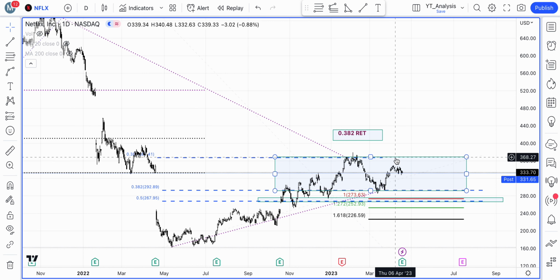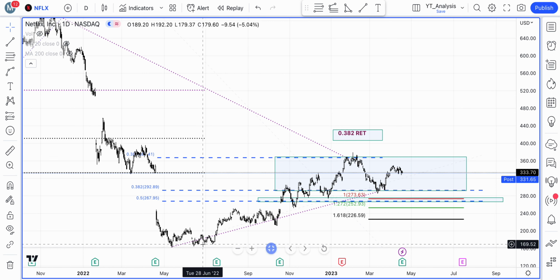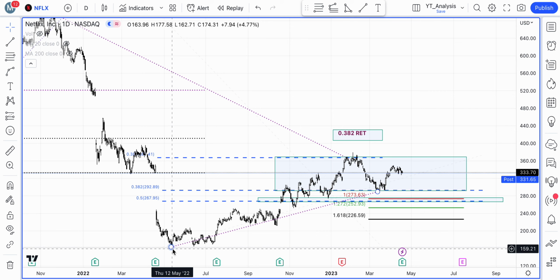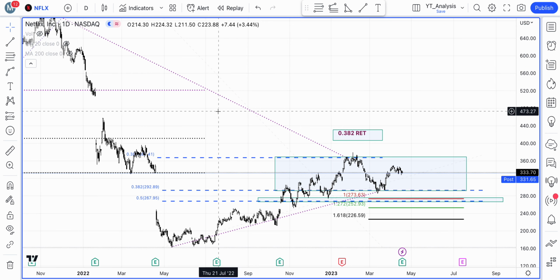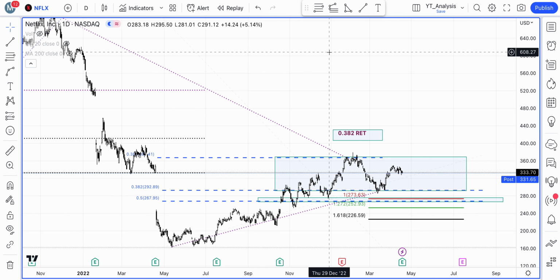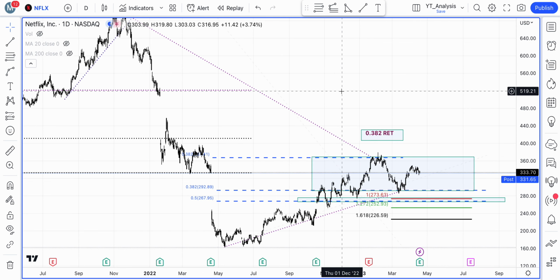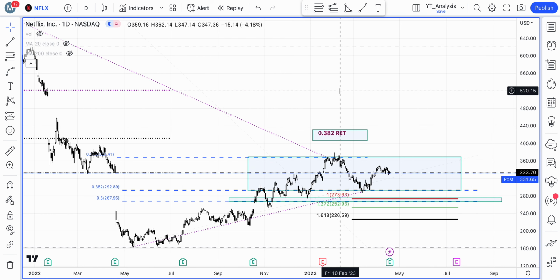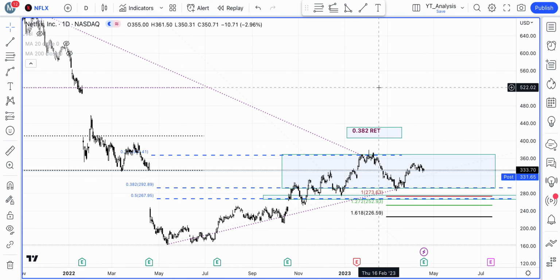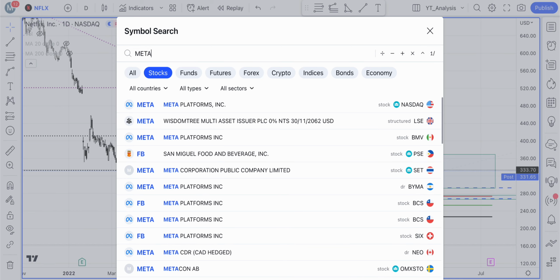And if it breaks the upper boundary of this trading range, then we could have another pattern of one-to-one projection A, B, C, D, taking the stock much higher, filling in this gap. But for now, I think the stock remains range bound, and it could remain range bound for quite a long time. This is how ranges normally play out. Let's take a look at the stock Meta.